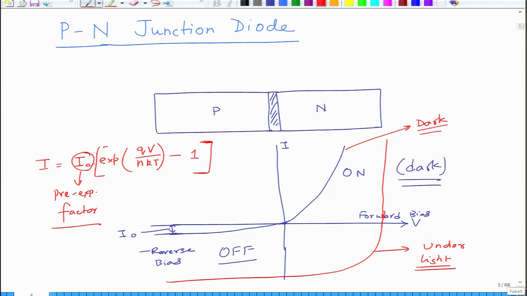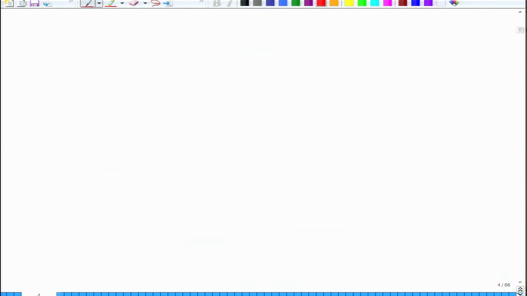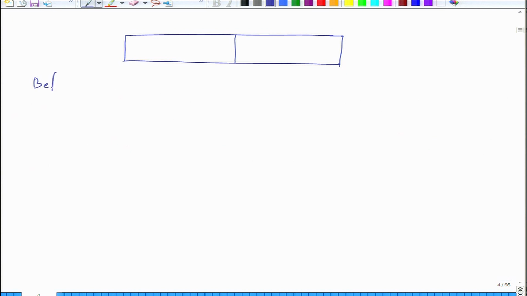So, we will see how we get to it. Okay. Now, let us see first what a PN junction is. So, if we say that we have a PN junction like this, this is before you have made a contact. Before contact, if you draw the band diagram, let us say both of them are silicon.